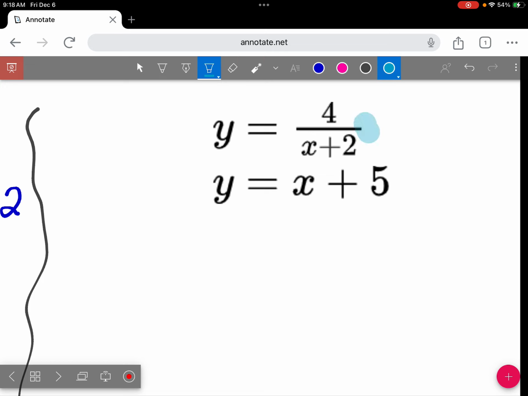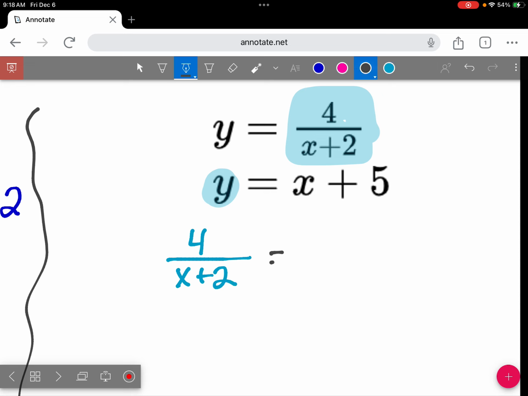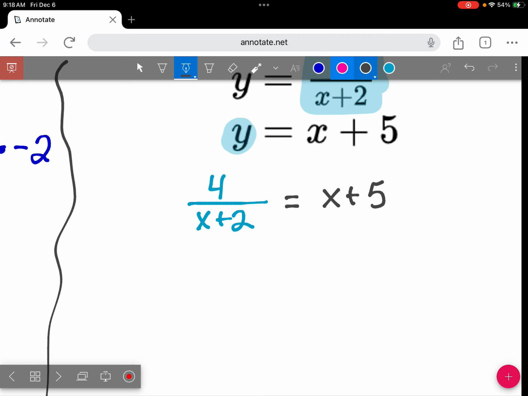Set them equal. It's a substitution. I can take this piece and substitute it in place of the y. Definitely meant to do that with a pen, but you know what? It's a vibe. So we have 4 over x plus 2 equals x plus 5. What can we do here? We are going to multiply by the denominator to make this not be a super gross fraction.